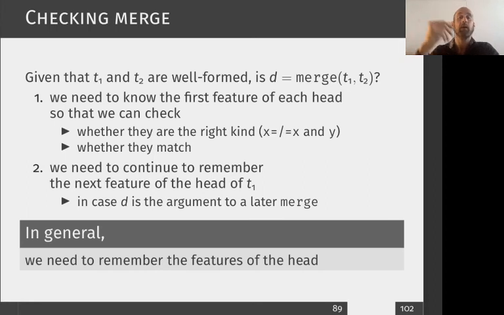And you need to continue to remember the next feature of the head of the first argument to merge, in case it's the argument to a later merge step. In general, you need to remember the features of the head of the expression that you're deriving. If you know those features, then you can tell whether a derivation tree whose root is labeled merge and whose two daughters are labeled T1 and T2 is well formed just by remembering the features of the head of the expression you're deriving. Okay, what about move?